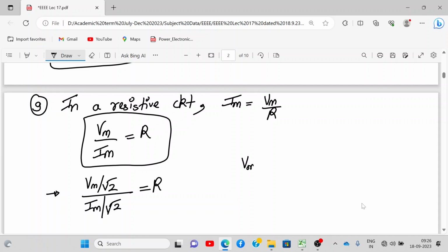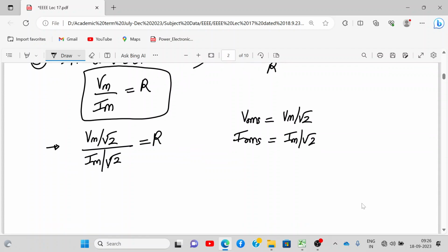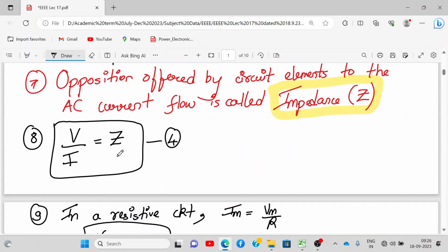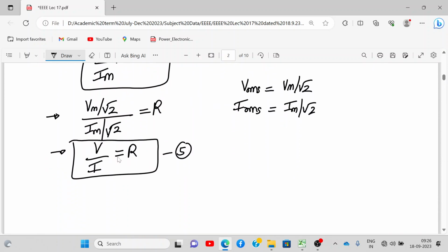Now what is Vrms and Irms? Actually, this is Vrms upon Irms, which is V upon I, is R. So if I compare equation number 4, V upon I is Z, and equation number 5, V upon I is R. That means in a pure resistive circuit, Z is equal to R. Got it? That is only possible in a pure resistive circuit. Impedance is equal to resistance. Just remember that.